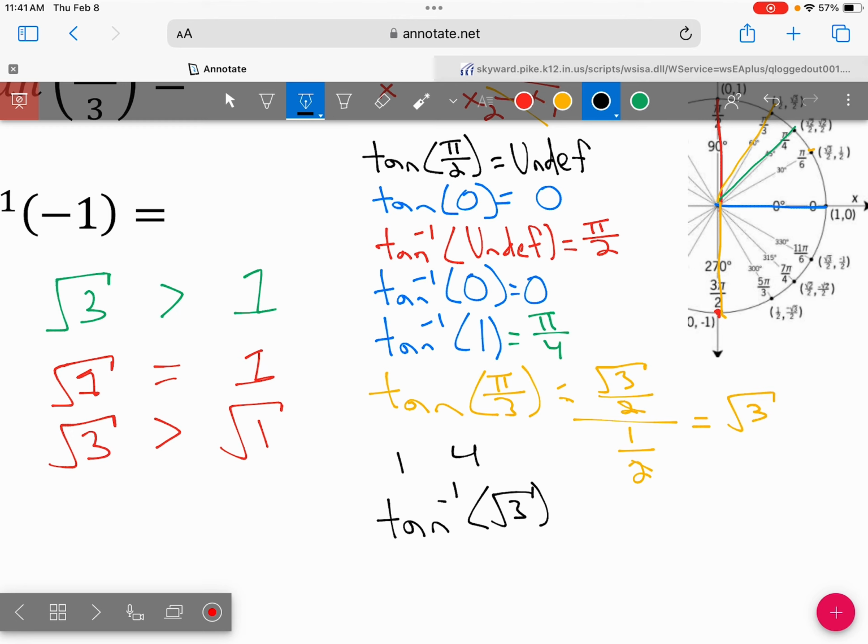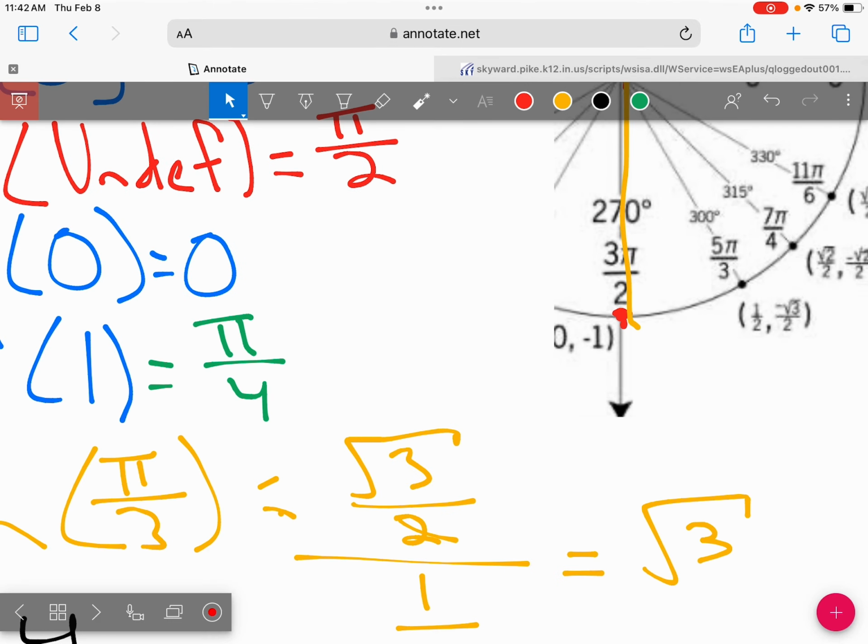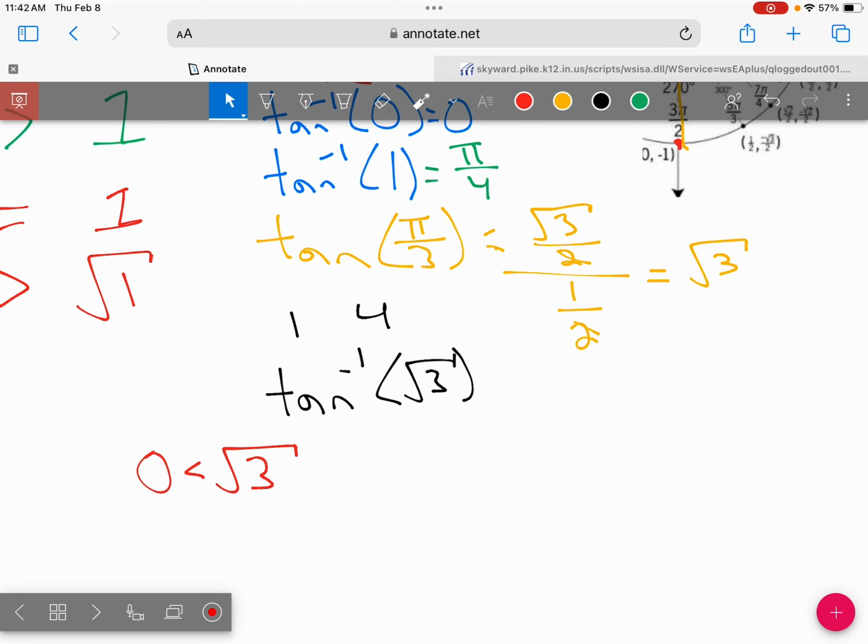The next thing I think is, okay, is root 3 positive or negative? Positive, yep. So it's going to be bigger than 0. Look back at our unit circle. These were all our possible tangent values. We know root 3 is larger than 0, so that's going to put us in quadrant 1. From there, we asked ourselves, is root 3 bigger or less than 1? Bigger. We just answered that. We know root 3 is larger than 1 because we know root 3 is larger than root 1.